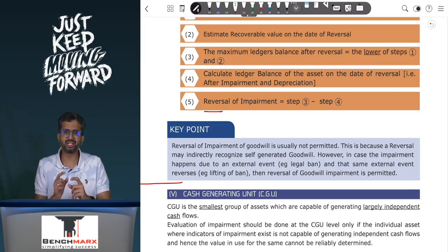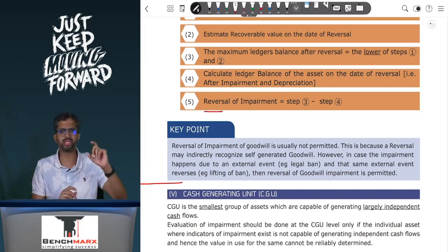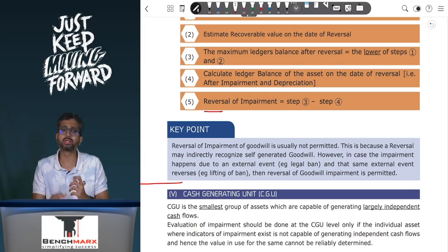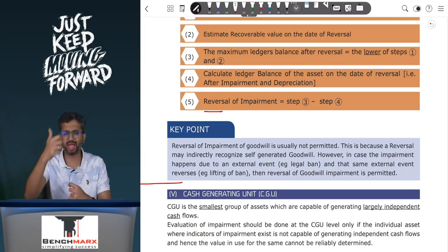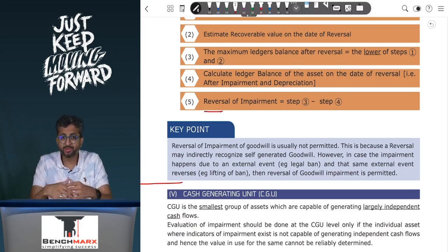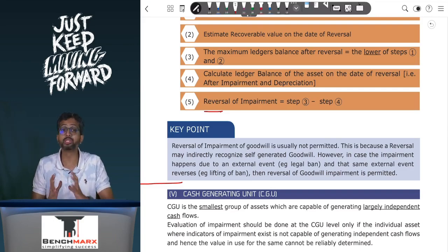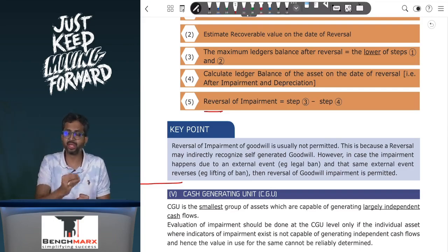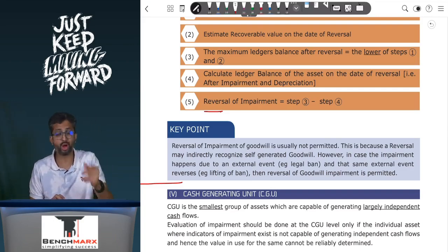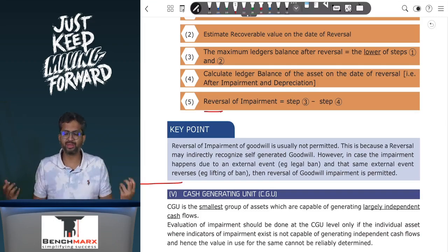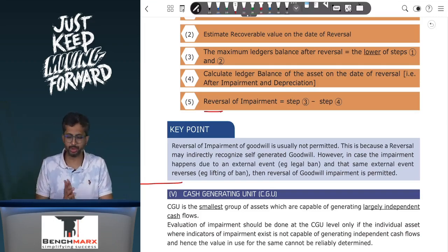Now the problem is there's an indicator of impairment in machine C. Machine A makes the drink, machine B makes the bottles, machine C pours the drink into the bottles, machine D puts the caps and the labels, etc. All of them work together to make a bottle of Pepsi. During the year, 1000 bottles of Pepsi are made, and you can find the cash inflows for the entire group of assets. A, B, C, D are working together to generate a cash flow. However, C alone does not generate a largely independent cash flow. C is working along with A, B and D to generate a bottle of Pepsi.